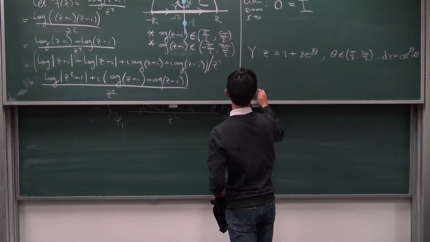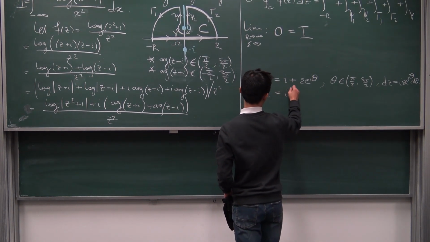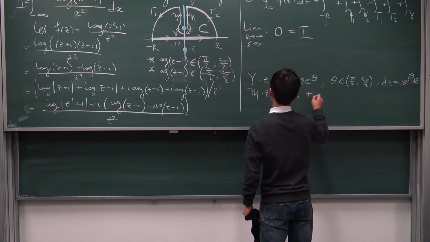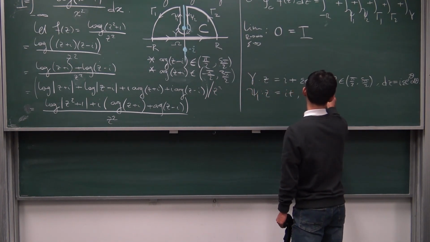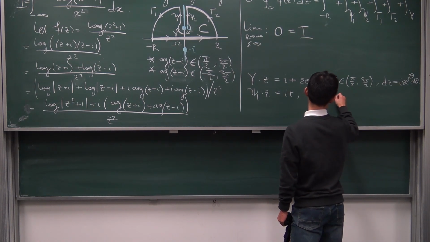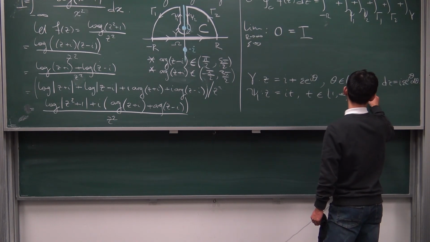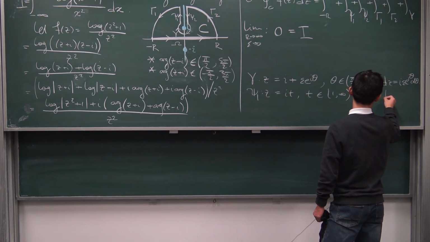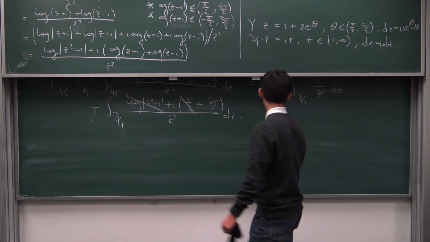So psi 1, how do we parameterize this? Well, we notice that z is equal to i times t, where t is going to go from 1 up to infinity, pretty much. So t on the interval 1 to infinity, and then our dz is going to be equal to dt, pretty much, or actually i times dt. Okay, so if we plug all of this stuff in, what are we going to make of this integral here?